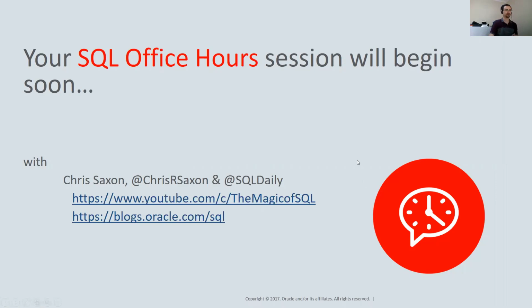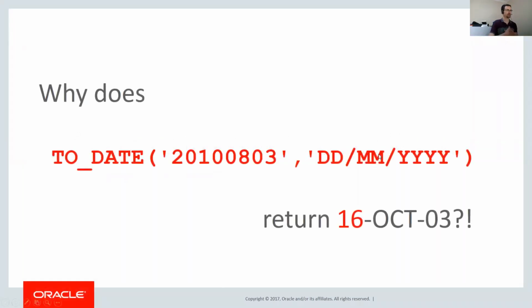So let's get going. First question came in. Someone was doing some date conversions like this. They ran this TO_DATE and got back a date that they completely didn't expect, the 16th of October 03. There are a lot of things going on here, so let's unpick them. First up, they're saying, well, we've got this date here in year, month, day format. So 2010, 08, 03.